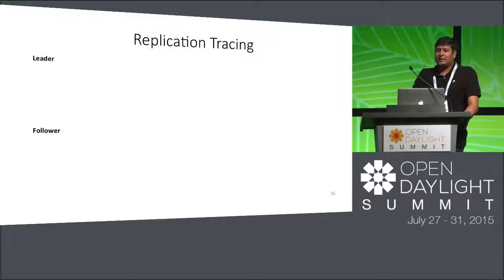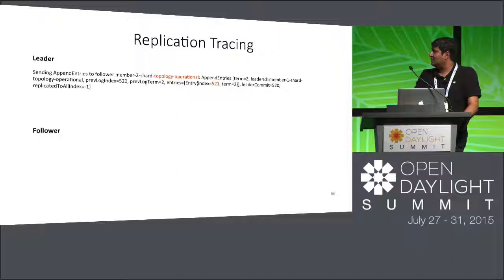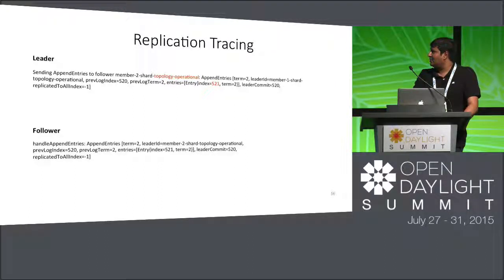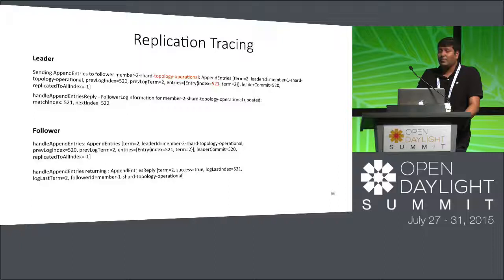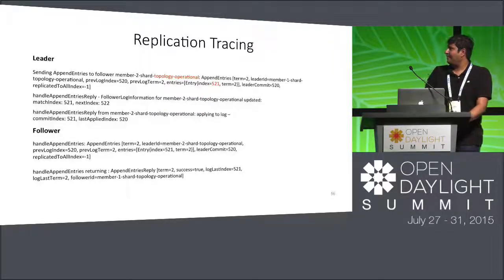Similarly, you can trace replication. So this is when append entries are happening. From the leader, you'll see something like this, sending append entries to follower. On the follower, you'll see something like this, the append entry arrived, and it's been handled, and the leader got back the append entry. So any replication issue, you can go ahead and trace this way.